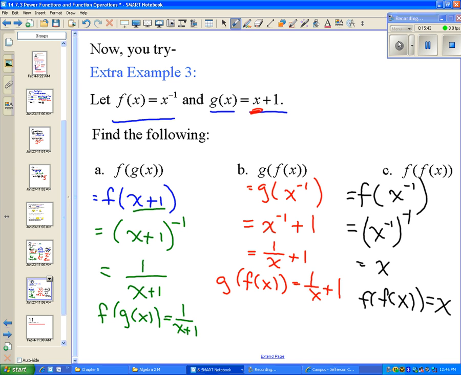Now, is f of f of x always going to be x? No. In these two examples, did it turn out to be that? Yes. But it won't always be that way. We'll do more of these in class, and we'll see how things go.